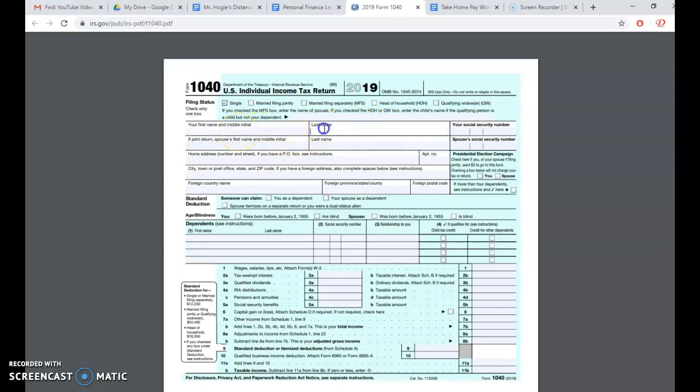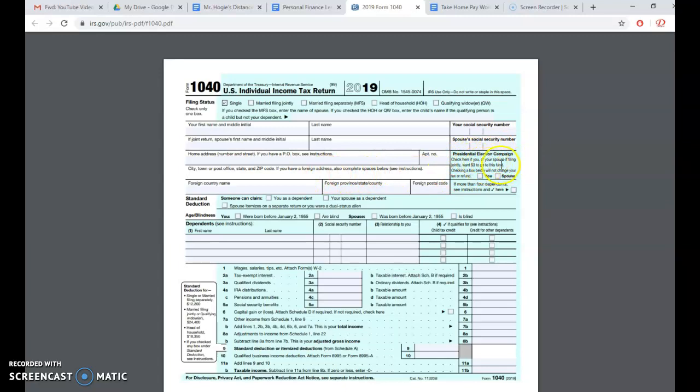Then you just fill in the boxes. First name and middle initial, last name, social security number. And then if you have a spouse, their last name, first name, middle initial, social security number, and your home address. There's also an example down there. It says if you have a P.O. box, then you need to do something different. City and state, zip code, all that fun stuff goes here.